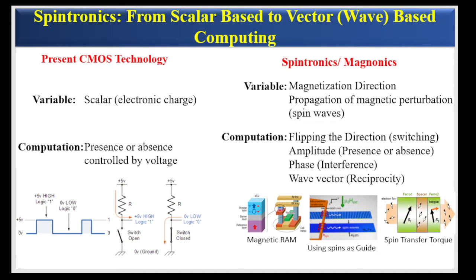With spin-based computing, we can use the electron spin direction or even the propagation of magnetic perturbation in the form of spin waves. So we have more parameters, so more freedom. For example, we can write the data bit by switching the magnetization direction. In fact, the magnetic memory has already entered the present hard disk drive technology. Also, magnetic RAM memory is on its way to be commercialized.